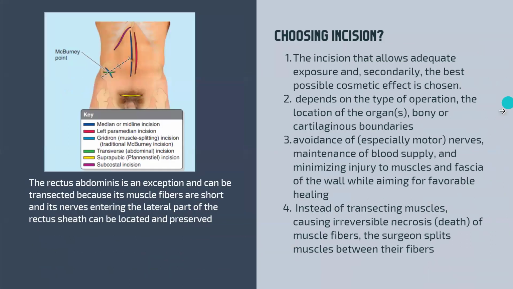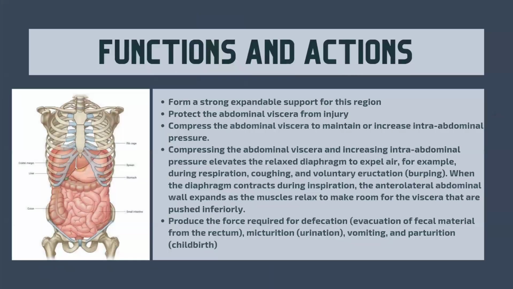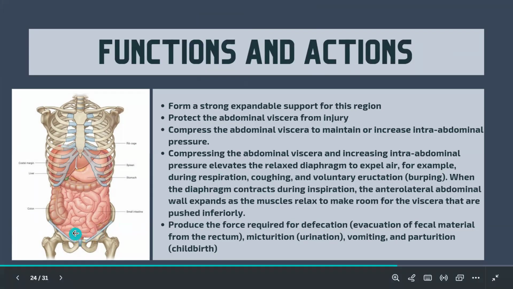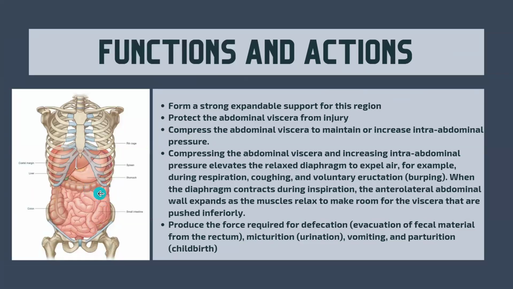Okay, now these are the tips for the surgery, and here we have the abdominal wall. It has functions and actions. Mainly, it supports the organs, protects the viscera, and compresses the viscera in order to allow defecation, urination, vomiting, childbirth, etc. And these are very important in our life.